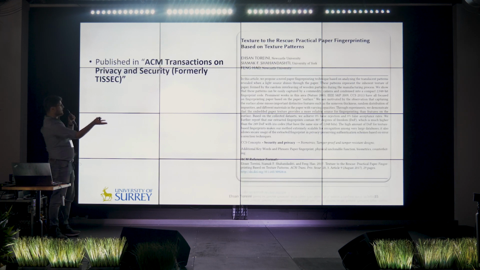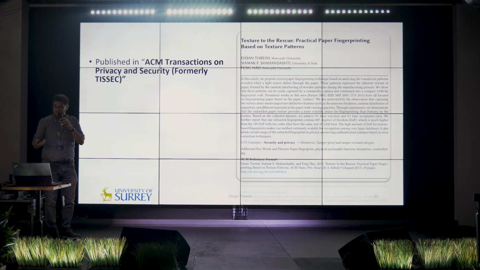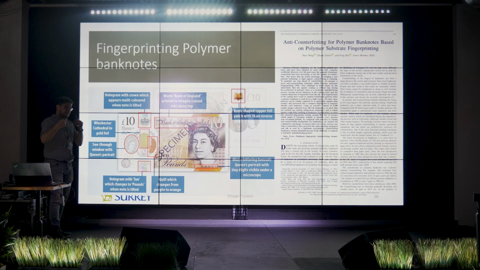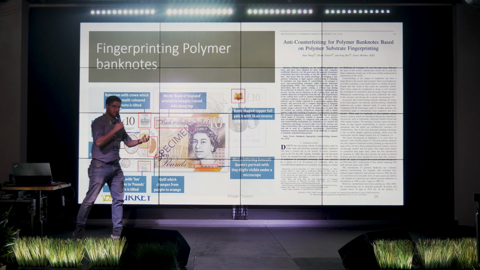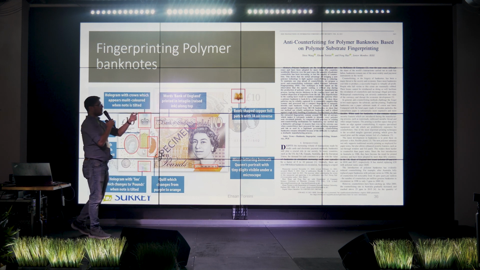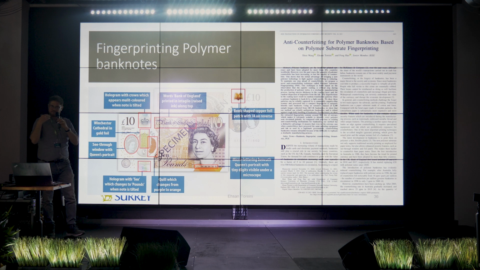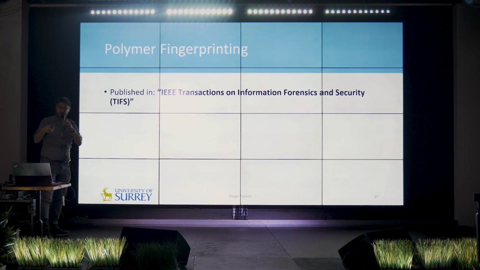The output of this research was published in ACM Transactions on Privacy and Security, which is one of the esteemed journals in the field. But that was not enough for us, so we wanted to look a little bit more. We had paper sheets authenticated, hopefully with a good number. But how about polymer banknotes? Polymer banknotes were a good case because, first of all, they are translucent, and there are a lot of other security mechanisms implanted there.